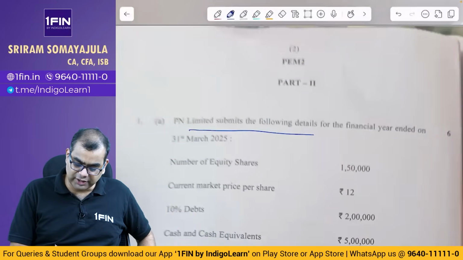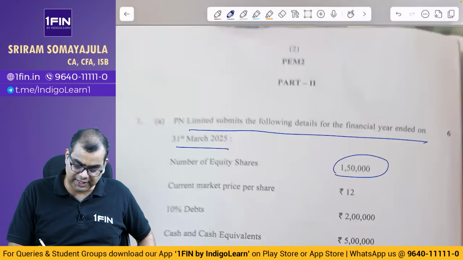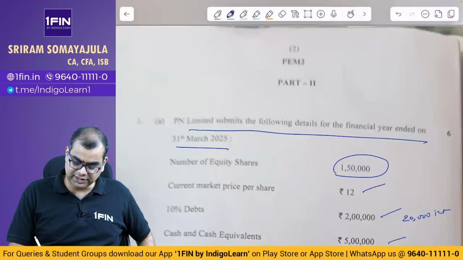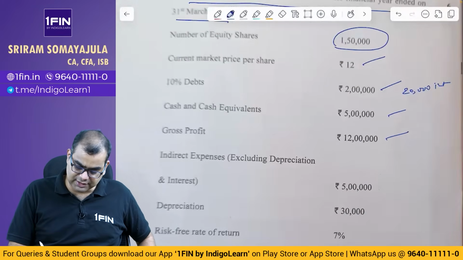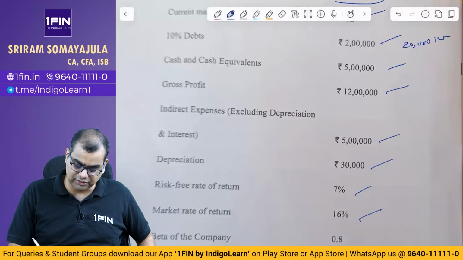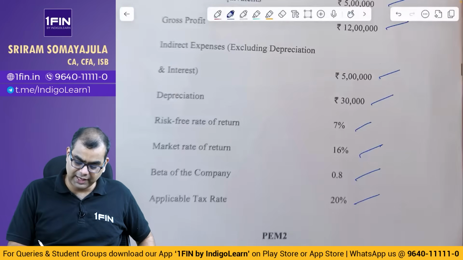PN Limited submits the following details for the financial year ended 31st March. Number of equity shares is 1.5 lakhs. Current market price is 12. 10% debt is 2 lakhs, which basically means 20,000 of interest. Cash and cash equivalent is 5 lakhs. Gross profit is 12 lakhs. Indirect expenses is 5 lakhs. Depreciation is 30,000. Risk-free rate, market rate of return, and beta, all of them are given. Applicable tax rate is given.